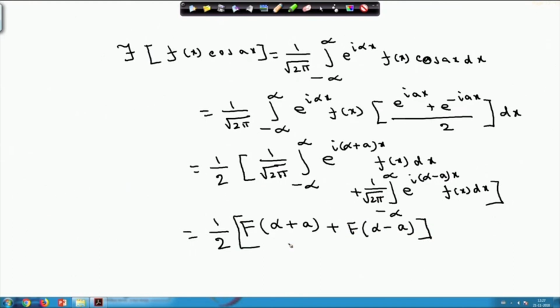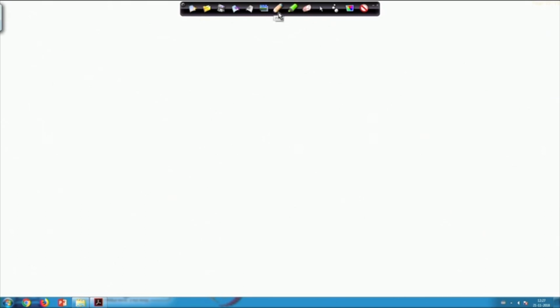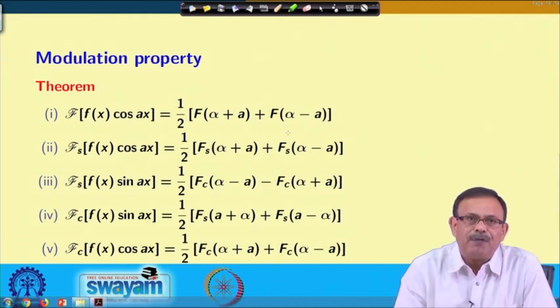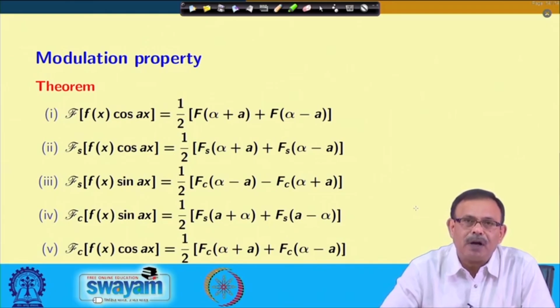Therefore, if I know that the Fourier transform of f x equals capital F of alpha, then Fourier transform of f x cos a x equals half into capital F of alpha plus a plus capital F of alpha minus a. Let us go back to this one. So, this completes the first proof: Fourier transform of f x cos a x equals half into F of alpha plus a plus F of alpha minus a.